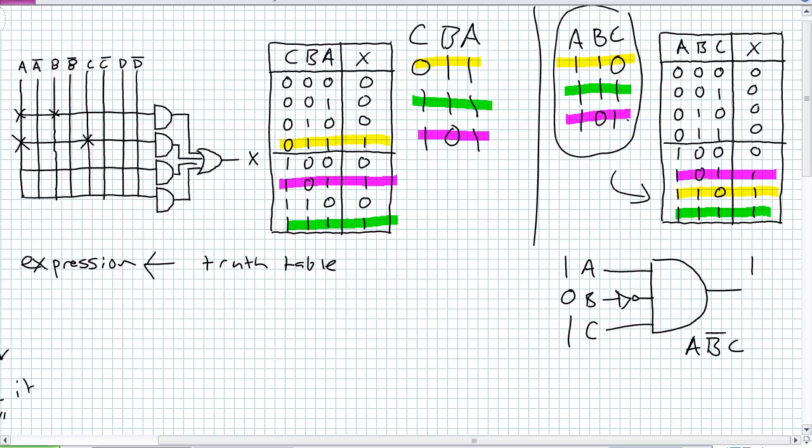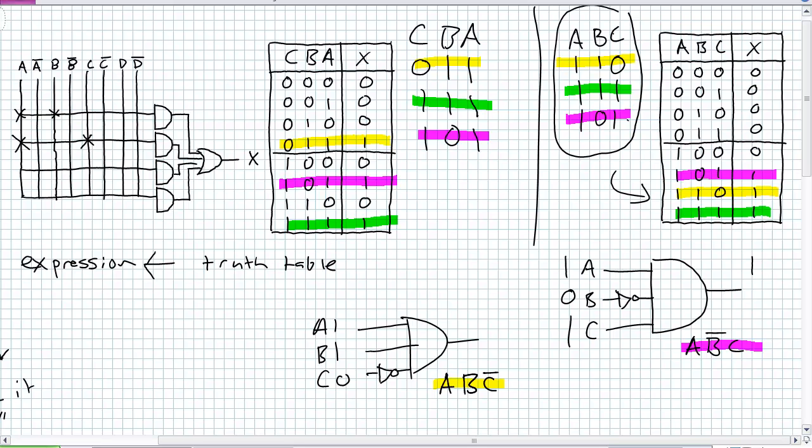Do the exact same thing for the term in yellow. This AND gate is going to produce the output 1 when A is 1, B is 1, C is 0. How do I feed those inputs to make sure that the AND gate gets a 1 and a 1 and a 1? The only time its output is high is when all inputs are high. A is a 1, B is a 1, but C is a 0. What do I got to do? I got to invert it. So the expression for yellow is A, B, not C.